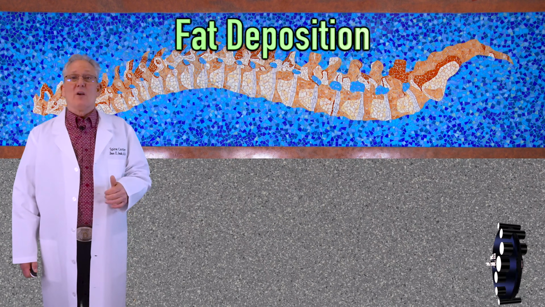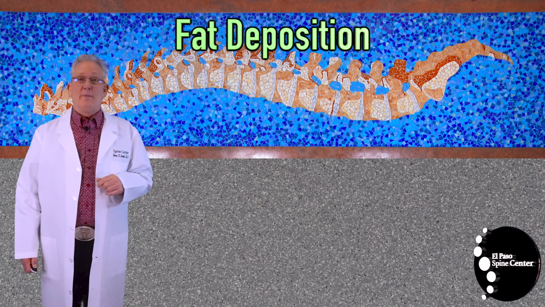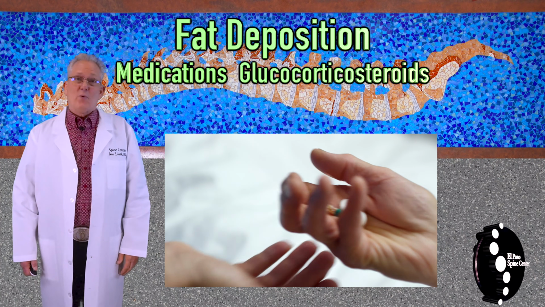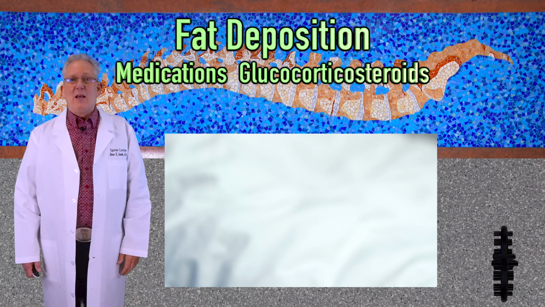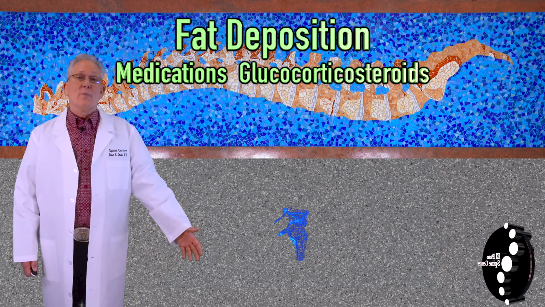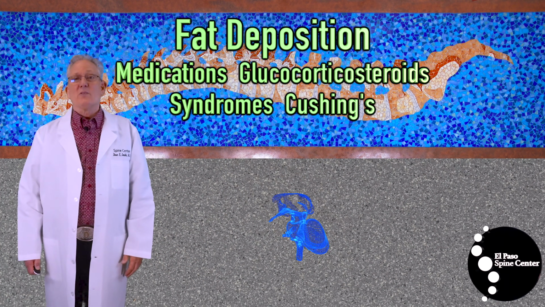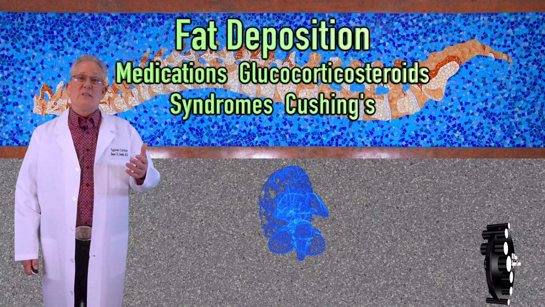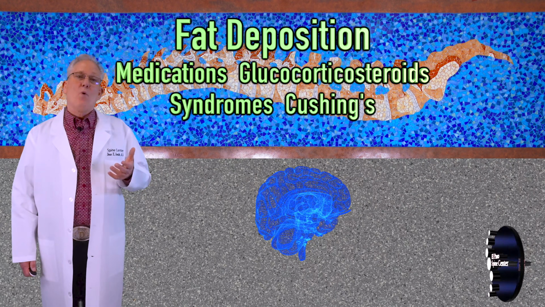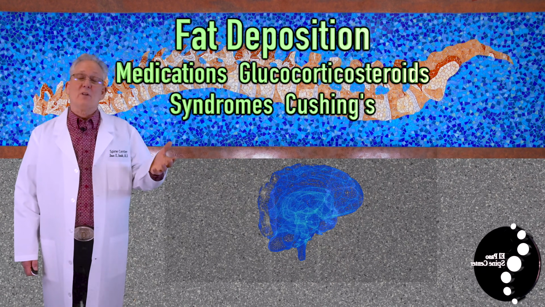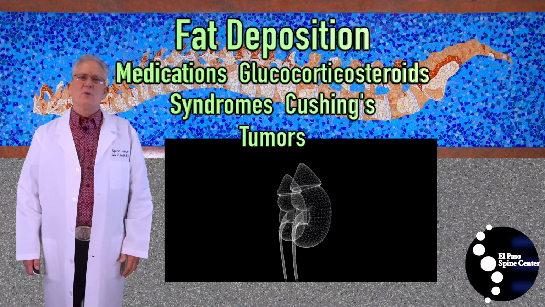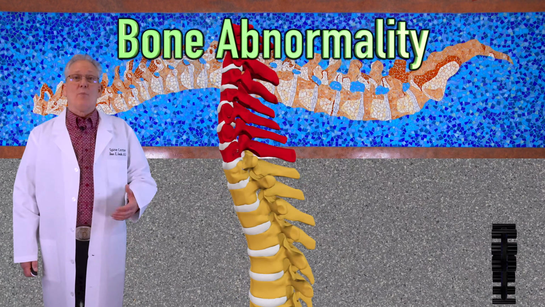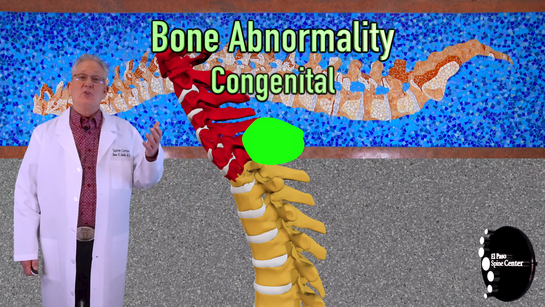Fat accumulation can come from various different causes, including medications such as glucocorticosteroids, like prednisone, which is used to treat COPD, asthma, autoimmune diseases, lupus, rheumatoid arthritis. In certain situations, the body can overproduce glucocorticosteroids in conditions or diseases such as Cushing's syndrome, or if you have a tumor on your adrenal gland. Also, certain lung tumors and other processes can produce glucocorticosteroids.